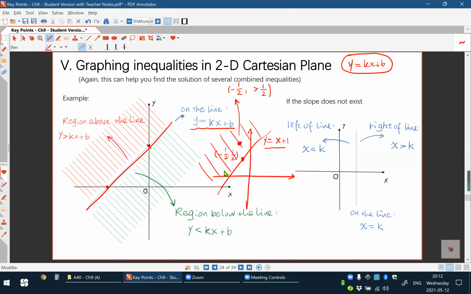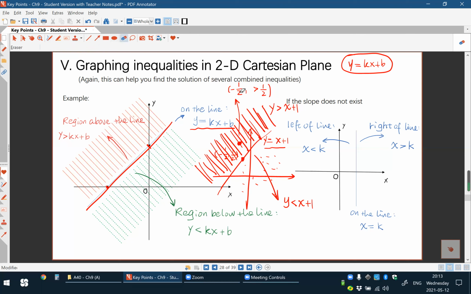So that means for any point in this region, how do we represent this? This is, of course, y greater than x plus 1, right? And following the same principle, for any point that is under this line, its equation can be represented by y is smaller than x plus 1, right?